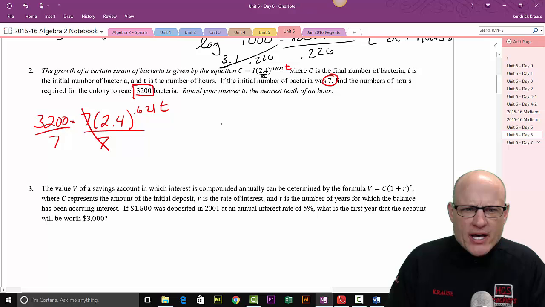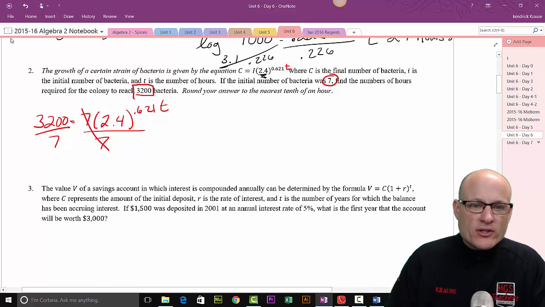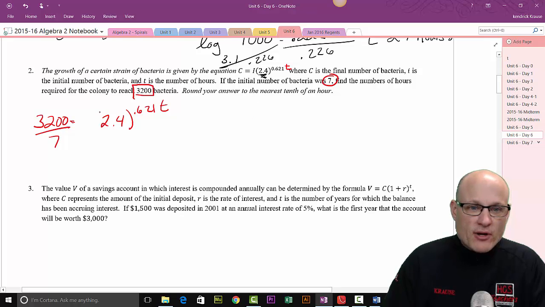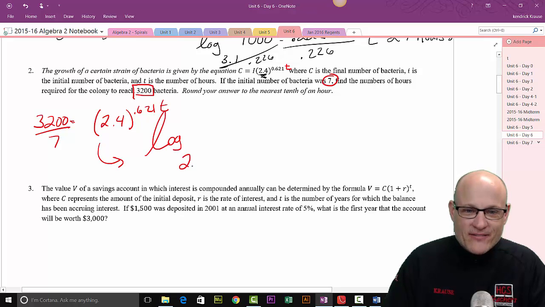So let's see here. What I have here now is, pretend these don't exist, because we divided by 7, so I really don't have this anymore. Ooh, no, I got that parenthesis. I got to put that back in there. So this is what I really have, right? So I want to turn this into a log question. Log. It's all about that base.